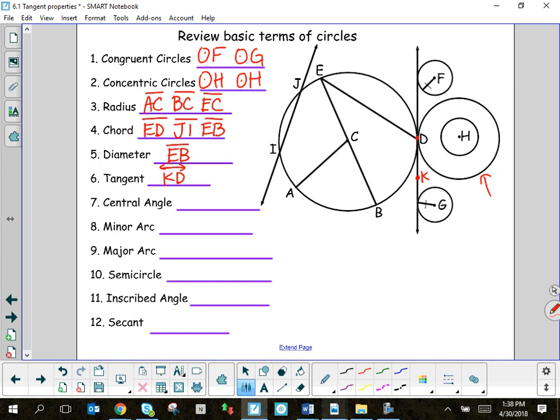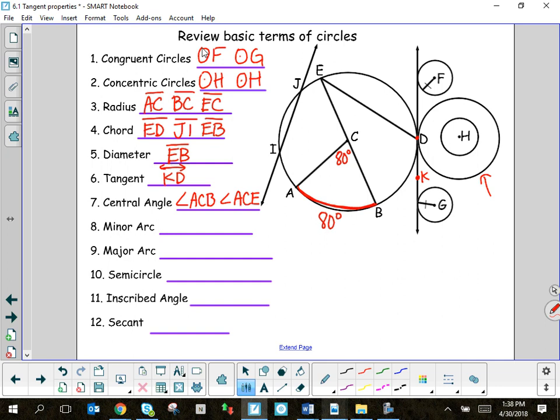A central angle, that would be angle ACB. This is where the vertex is at the center. And then there's another one, ACE. And that vertex is also at the center. The sides are always going to be radii. So speaking of central angles, that's 80 degrees. Its intercepted arc is also going to be 80 degrees. We learned that back in chapter 1, so I'm just going to refresh your memory.